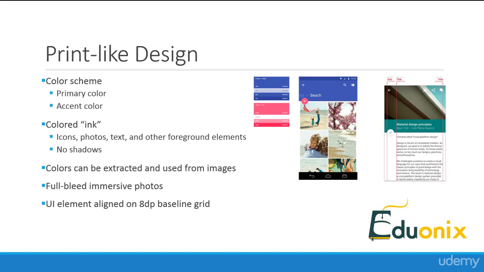UI elements should be aligned to and sized according to an 8dp baseline grid. For example, app bars are 56 dp tall on phones and 64 dp tall on tablets. Padding and margins can take on values like 8dp, 16dp, 24dp, etc. More precise text positioning uses a 4dp grid.